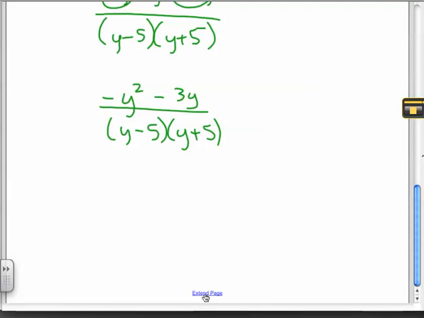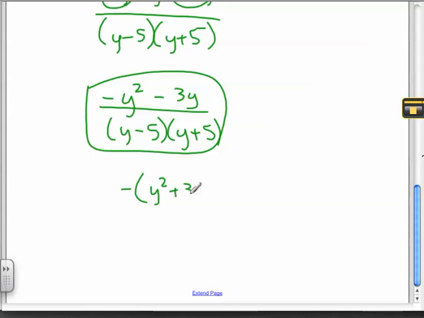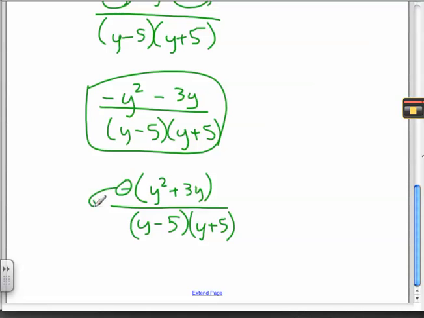Nice. Could I take out the negative and then stick it out front? I could do that. Would I accept this answer? Absolutely. That'd be just fine. But I also could do negative y squared plus 3y all over y minus 5 times y plus 5. And then I could take this negative and put it out front if I wanted to. I wouldn't put it in the bottom, but I don't have to.